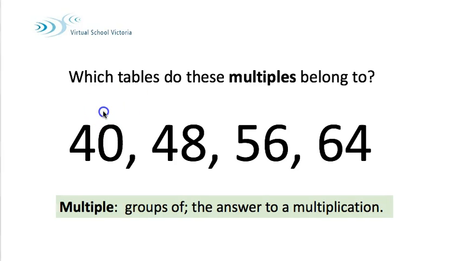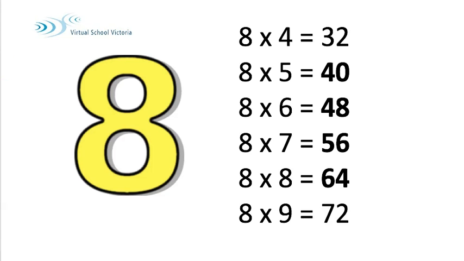I'm going to check. 41, 42, 43, 44, 45, 46, 47, 48, 49, 50, 51, 52, 53, 54, 55, 56. There are 1, 2, 3, 4, 5, 6, 7, 8 jumps, and there are 8 there. So I will assume those are 8 times tables. And look at that, we guessed. And let's look at the pattern.